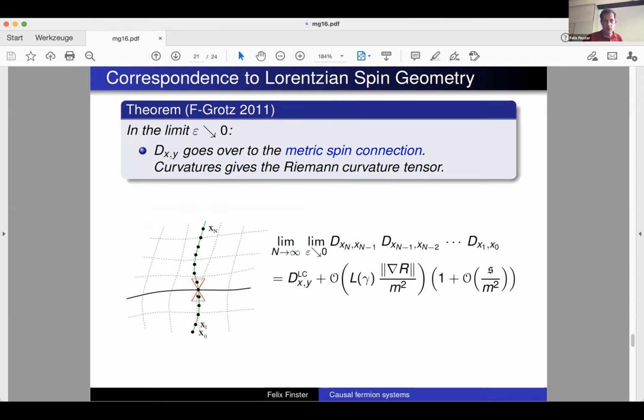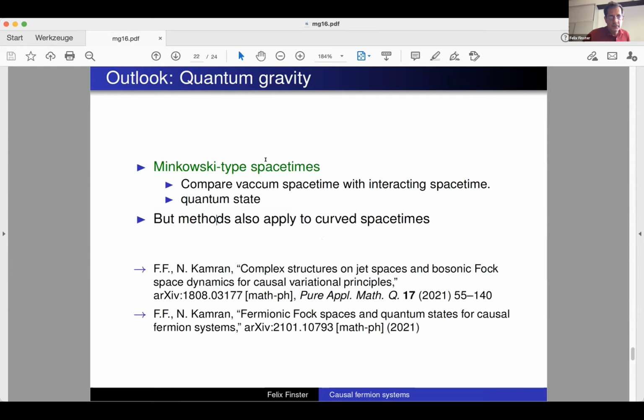Okay, I think this is my last slide. So far I briefly sketched this general setup, and I showed that in limiting cases one gets classical gravity back, in a somewhat more general setting because we work with more general notions, no longer tied to a tensor calculus. But as I said, the ultimate goal is to describe also quantum gravity.